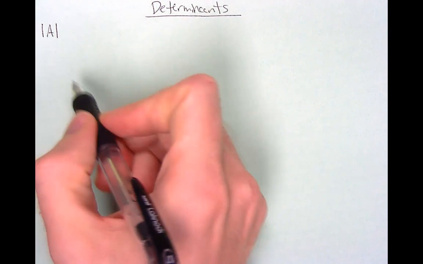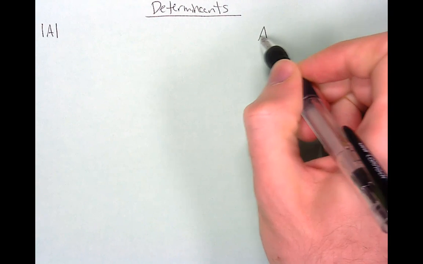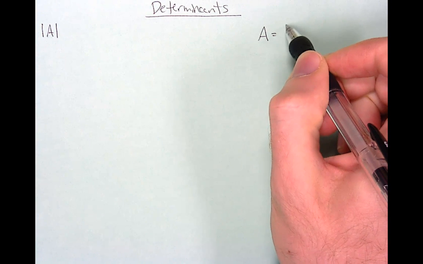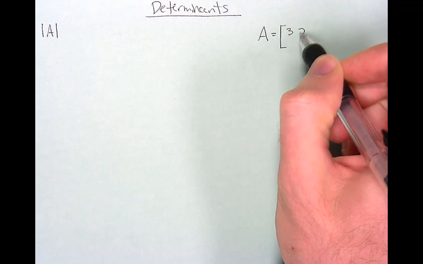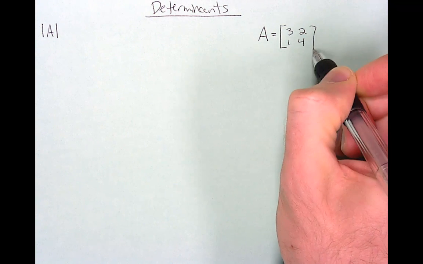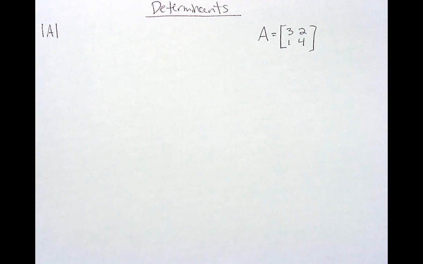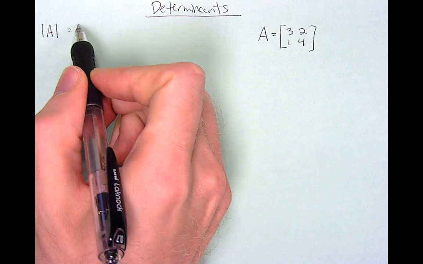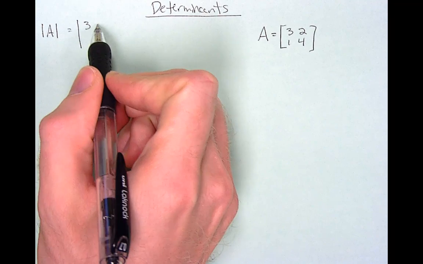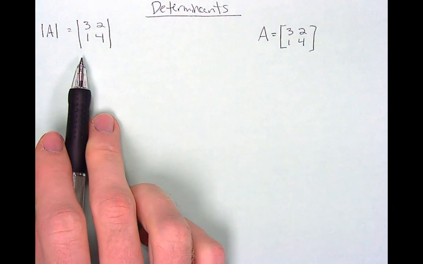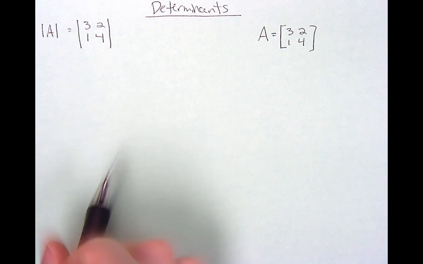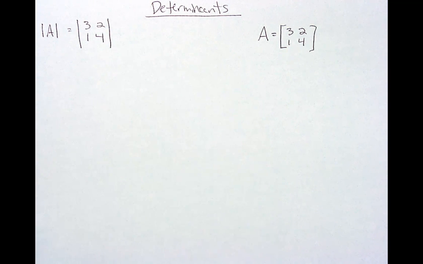So let's take a matrix A. I'll do it over here. Let's say A is a square matrix, a 2 by 2 matrix with the values of 3, 2, 1, 4. Okay, so you can say the determinant of A, which is 3, 2, 1, 4, which you denote using these bars, is equal to the diagonal elements minus the off-diagonal elements.